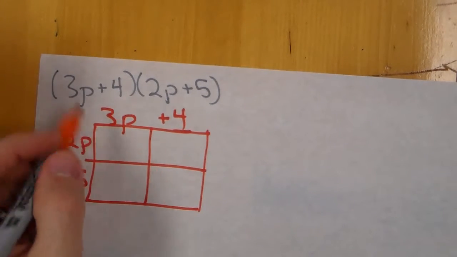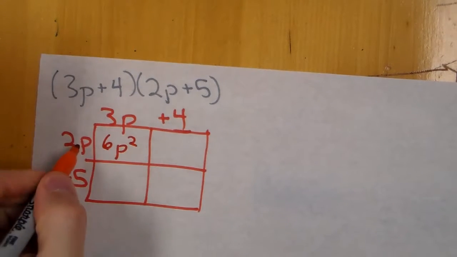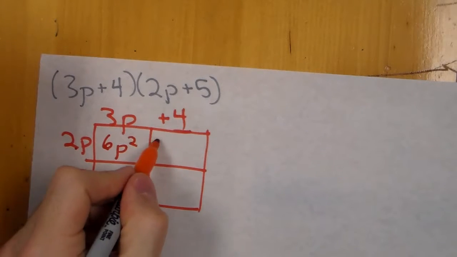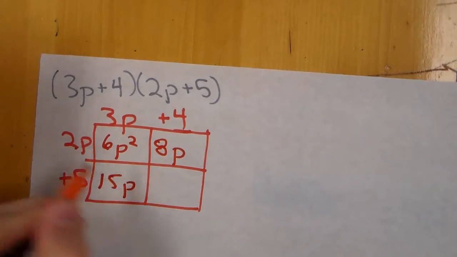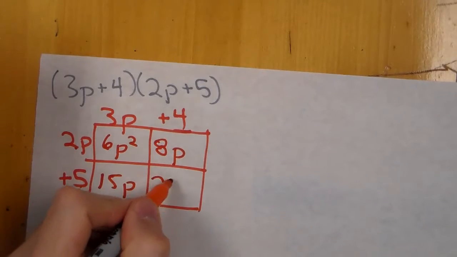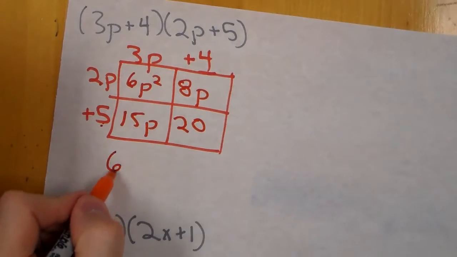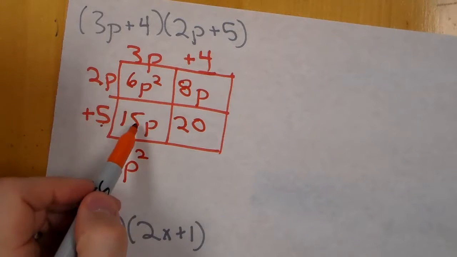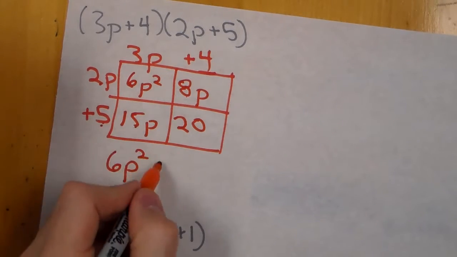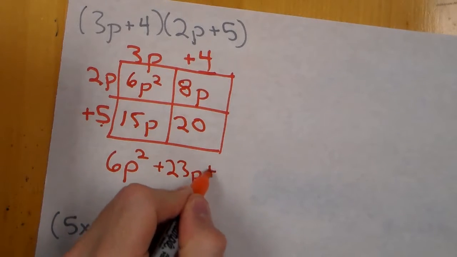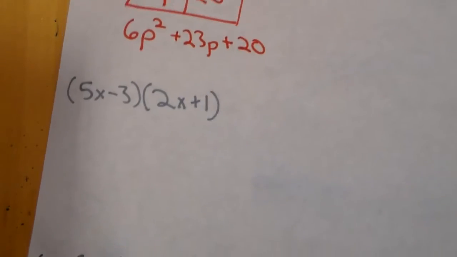So we're going to go 3p times 2p is 6p squared. 2p times 4 is 8p. 5 times 3 is 15p. And 5 times 4 is 20. So this gives us a result of 6p squared, 15 and 8 give us 23p, plus 20.